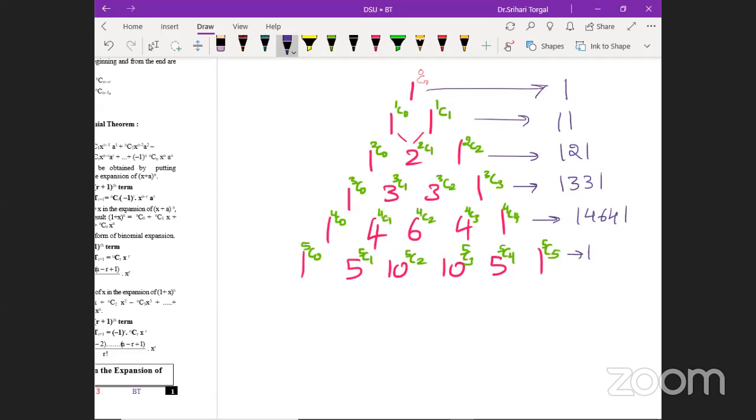Similarly, if you take this, 1, 5, 10, 10, 5, 1, you have to add like this. You have to get the power 5, correct. Let me check here. 11 power 5. It is applicable only for 11 and you can find out for other also.